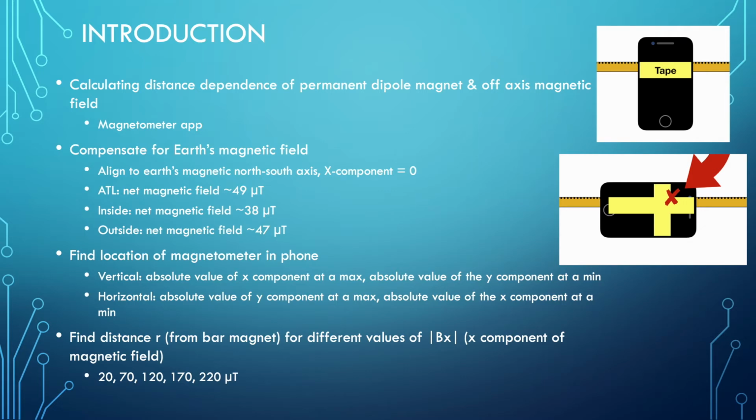And then from here, you had to find the distance r from the bar magnet for 5 different values of the x component of the magnetic field. So you just moved your phone from right to left with the magnetometer chip lined up with your bar magnet, and for each of the 5 different x components of the magnetic field, you solved for r 3 times so that you could average it out and try to account for some human error.